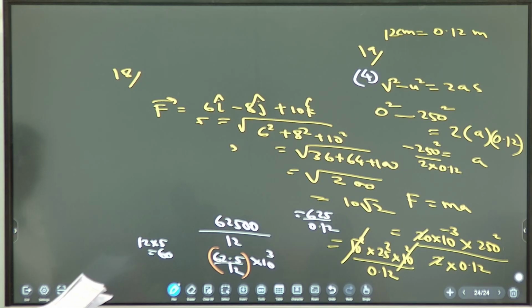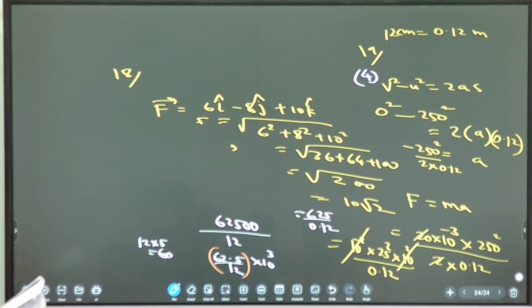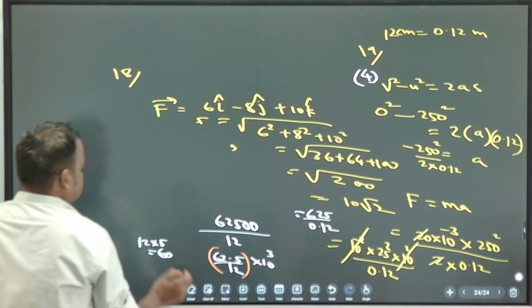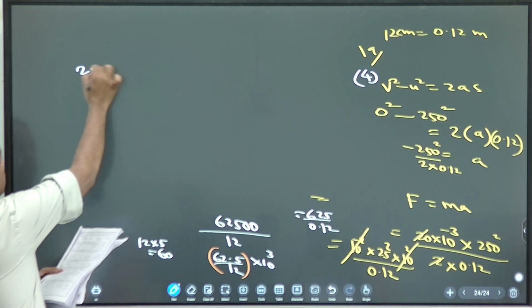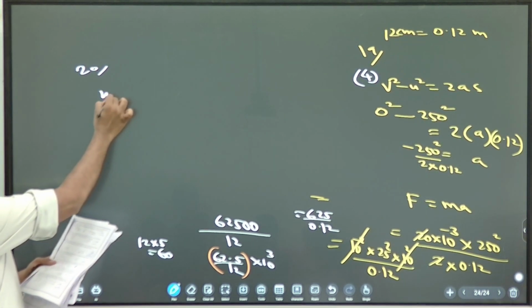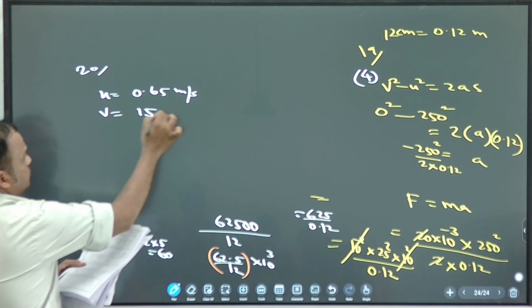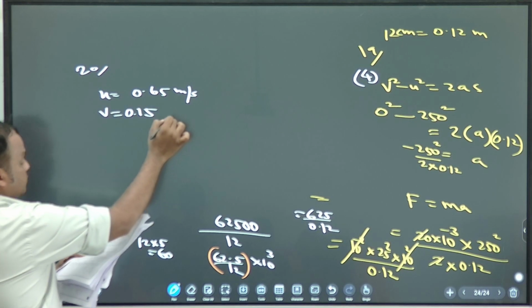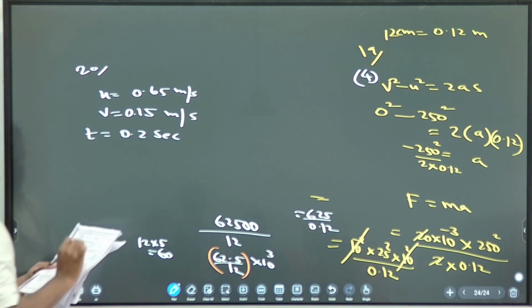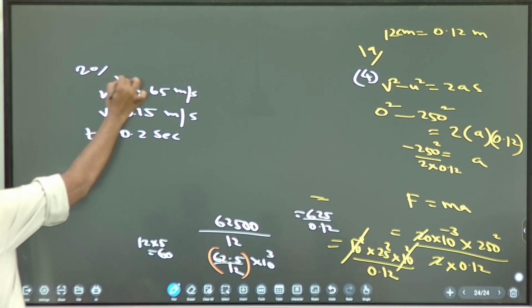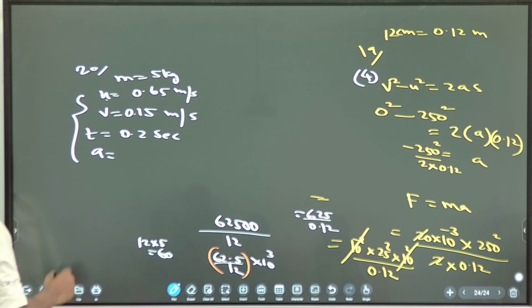Okay. Average resistance that must act on 5 kg to reduce speed from 65 centimeter. Convert centimeter into meter. See, U is 0.65 meter per second. V is 15 centimeter, so 0.15 meter per second. Time is given 0.2 second. Mass is given 5 kg. So which equation you will use? U, V, A, T. Which equation? V is equal to U plus AT.